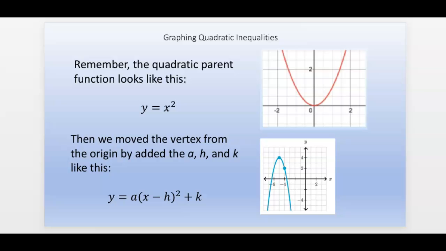Remember the quadratic parent function. Let's just review a little bit. It's shaped like a U, right? Looks like this: y equals x squared. It goes right through the origin. Then we move the vertex from the origin.